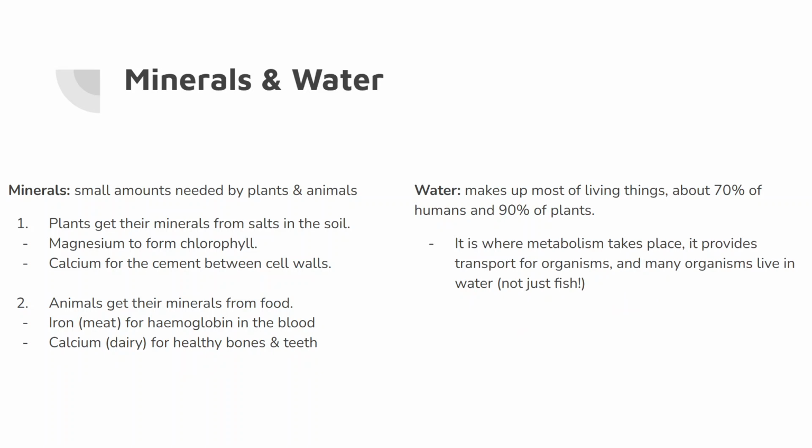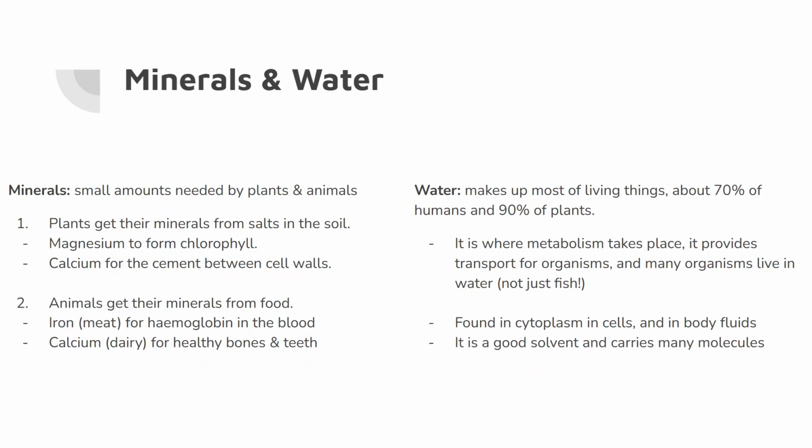Water is what makes up most living things, about 70% of humans and 90% of plants. It's where metabolism takes place. It provides transport for organisms, and a lot of organisms live in water, not just fish. Tiny microorganisms also live in water as well. Water is found in cytoplasm in the cells, and it's also found in body fluids like your blood plasma. It's a really good solvent and it's able to carry a lot of different molecules.